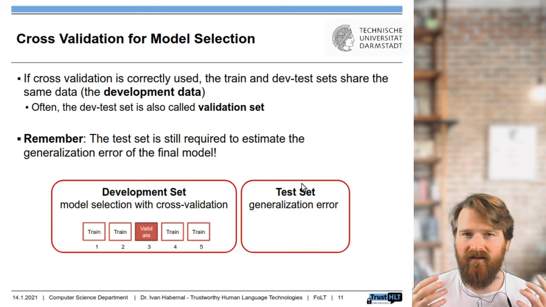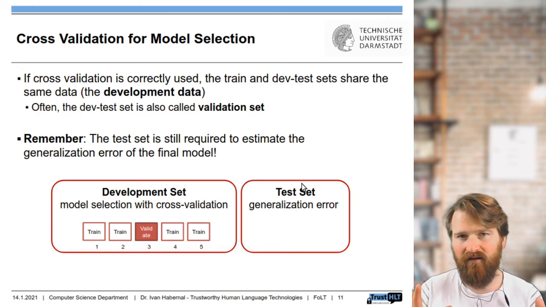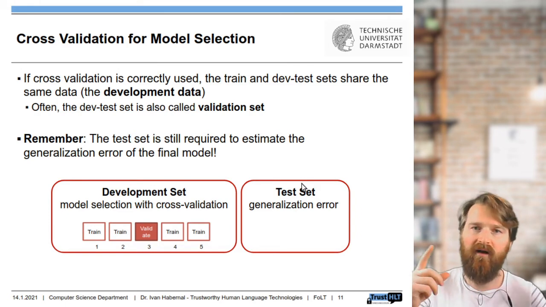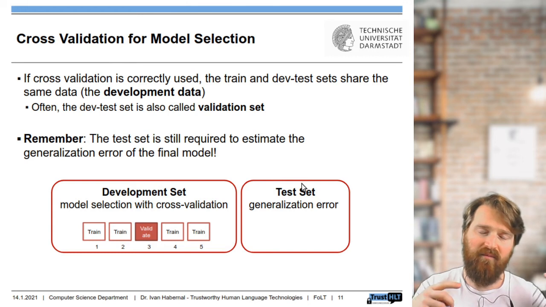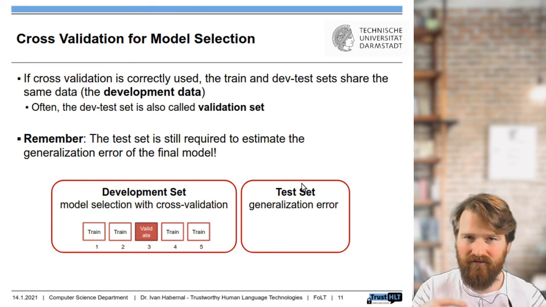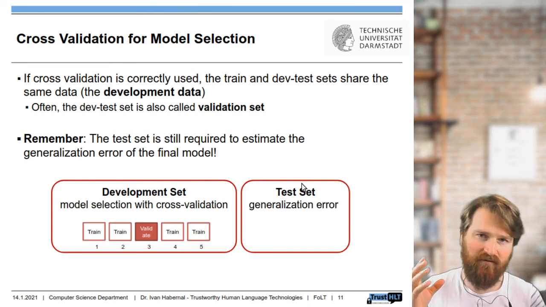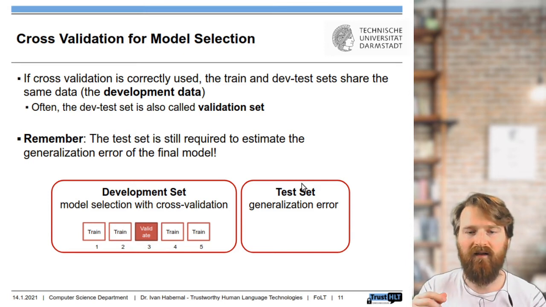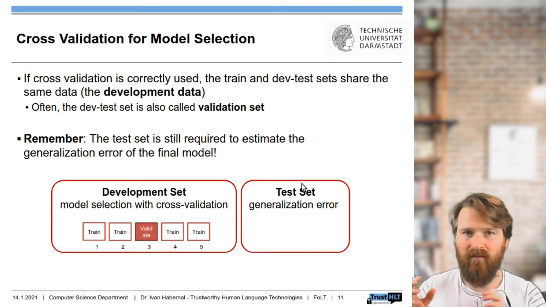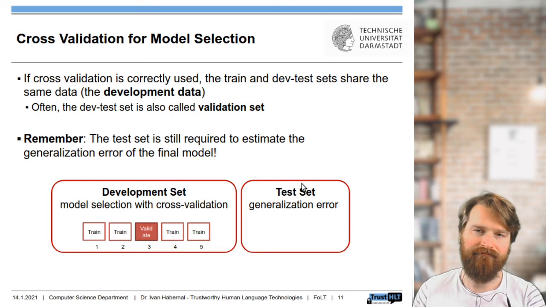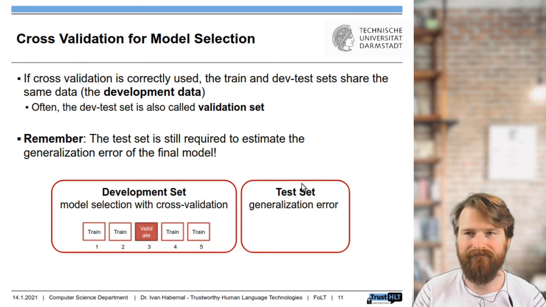So the ideal case would be that you take a part of the development set, you run your model selection there using the cross-validation because you want more data for training, and then still you apply it to some test set. This is the ideal case.